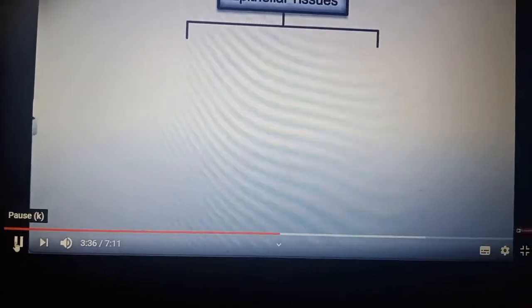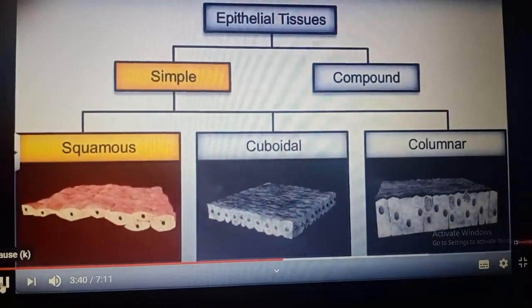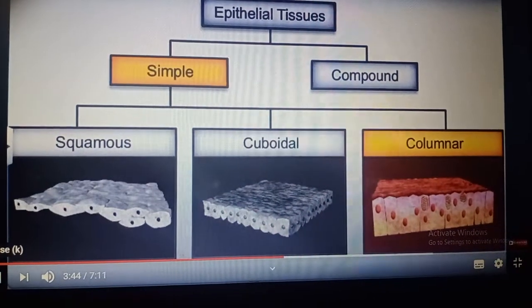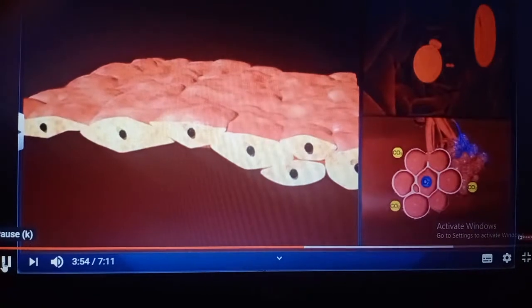Based on shape, simple epithelium is further categorized into squamous, cuboidal, and columnar. Squamous epithelium is composed of a single thin layer of flat and irregularly shaped cells. These cells are present in the walls of blood vessels and air sacs of the lungs and are involved in the diffusion of fluids and gases.